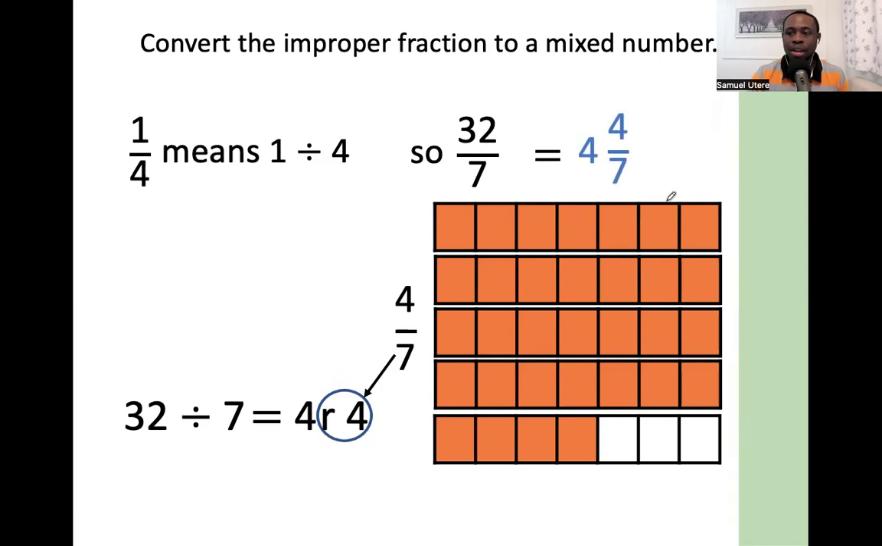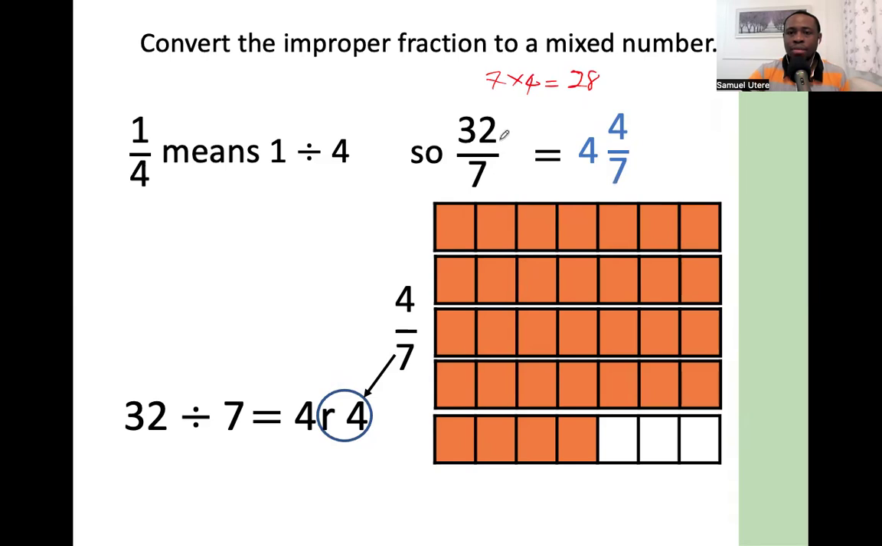So 32 divided by 7 is 4 and 4/7. Another quick way of thinking about it, remember we don't want to be using the diagrams anymore, is to think about your times table. How many 7s can I get from 32? I can only get 4 sevens from 32. Why? Because 7 times 4 is 28. I cannot get any more 7s from what is left.